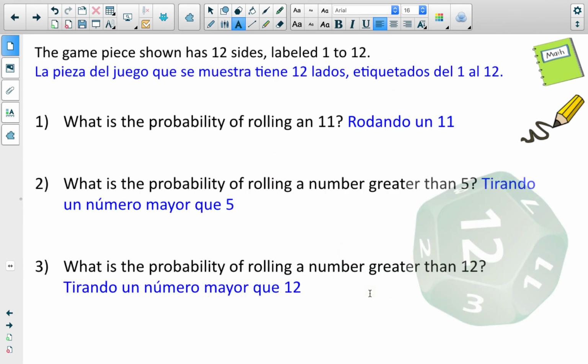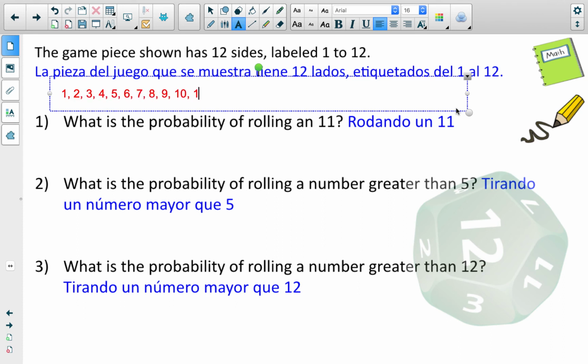All right, we're going to look at a few more examples here. Now we have a different game piece, which is down here in green. And it's 1 through 12. 2, 3, 4, 5, 6, 7, 8, 9, 10, 11, 12. You guys may have seen board games where the dice, or the dices, if it's multiple, look a little bit different.